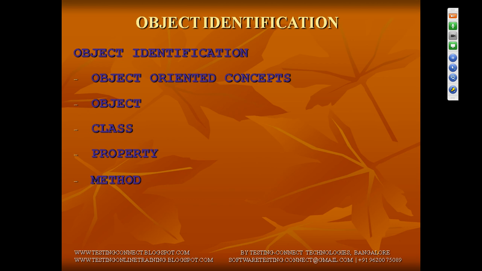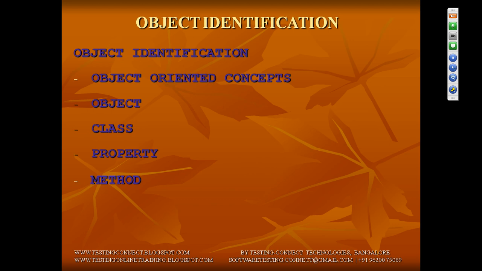Exactly, any object in your application, each and every object should have some properties and methods. So a property describes that object, and a method is an operation you can perform on that specific object.